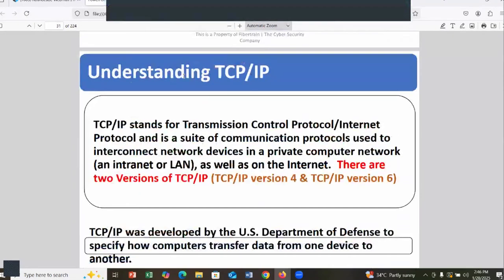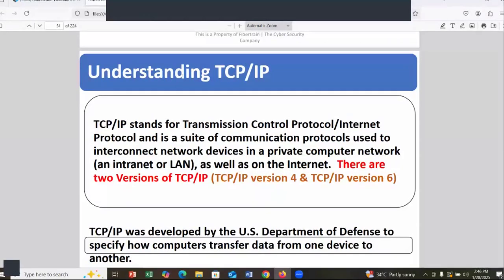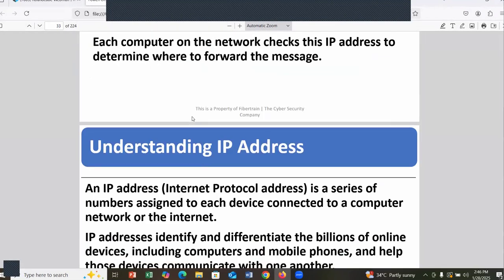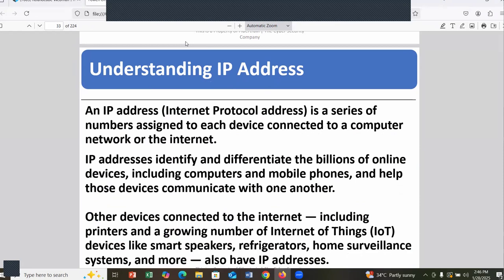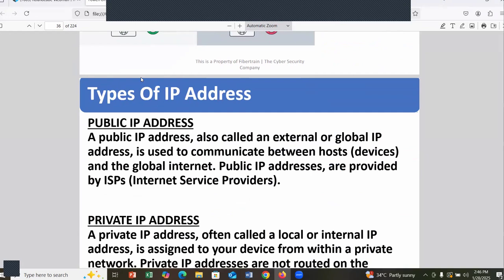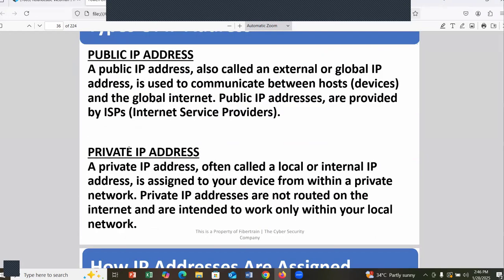So here, understanding TCP, we have covered that one in our previous class. We have explained everything about TCP, and I can actually brief all those things for you. We were explaining the function of TCP, and then we moved to understanding an IP address. And I explained to you that we have 2 types of IP address. The first one is a public IP, and the second is a private IP.